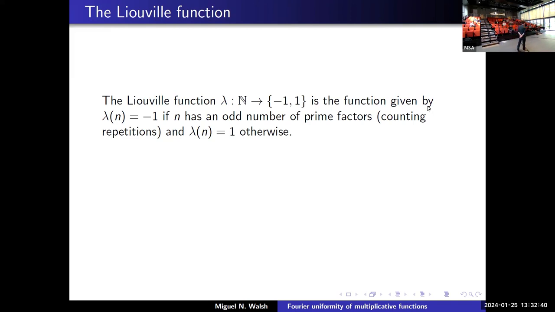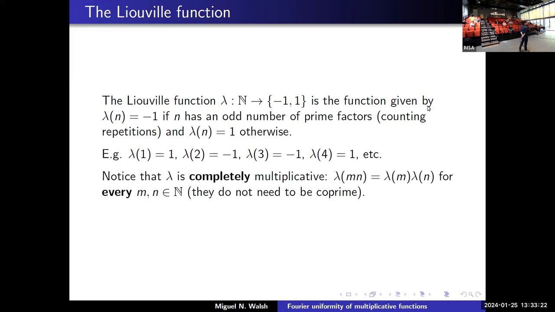Let us start by recalling the definition of the Liouville function. The Liouville function lambda is the function that goes from the natural numbers to the two values, either minus one or one, and it's defined as lambda of n equal to minus one if n has an odd number of prime factors, and lambda of n equal to one otherwise. Very simple. The definition of this function is nevertheless fundamental. Some of its values: lambda of one is equal to one, lambda of two is equal to minus one, lambda of three is equal to minus one, and lambda of p will be equal to minus one for every prime p. Then lambda of four is equal to one, because two is the only prime dividing four, but it divides it twice. You may notice from the definition that lambda is indeed completely multiplicative. So lambda of m times n is equal to lambda of m times lambda of n for every choice of natural numbers m and n. They don't need to be coprime, so it is a little bit better property than general multiplicative functions.